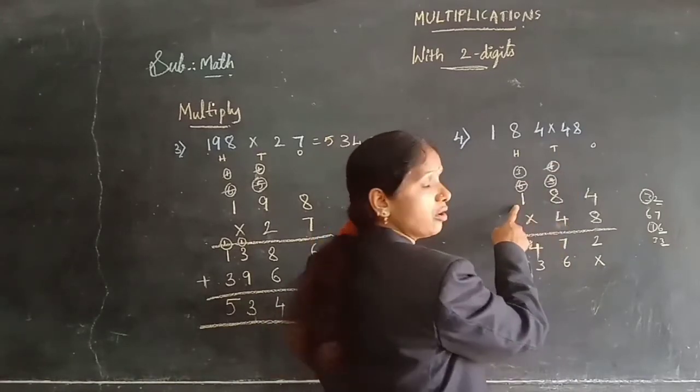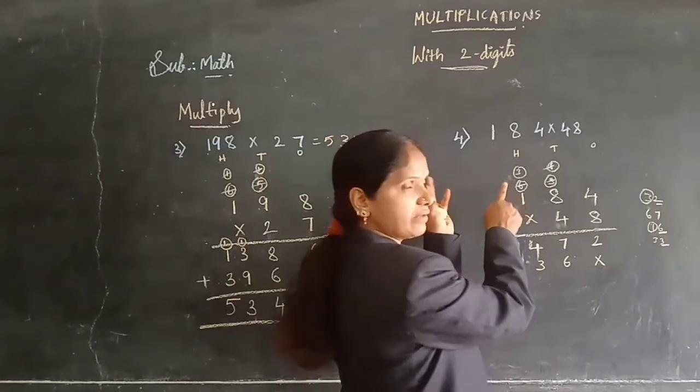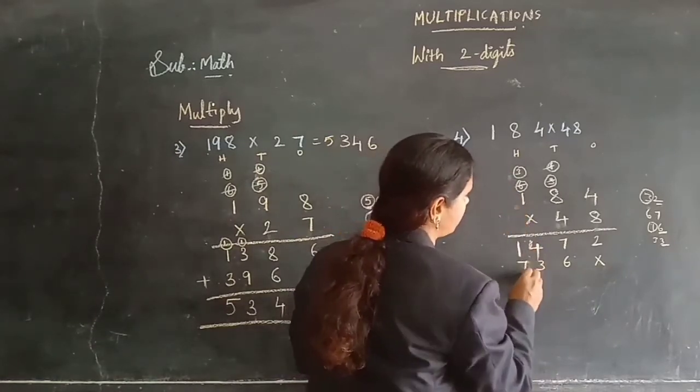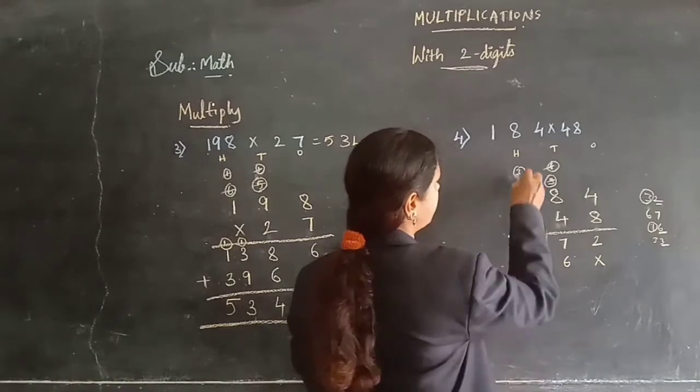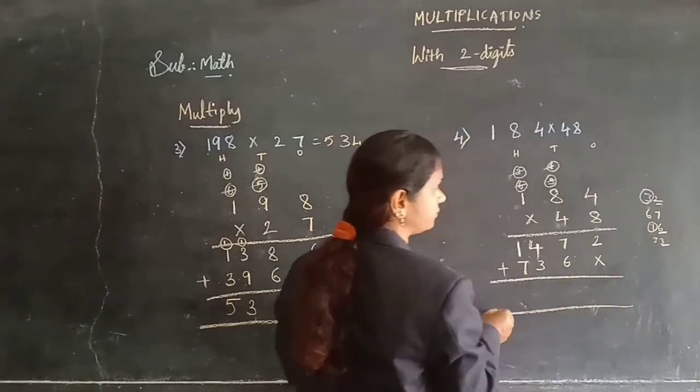Now 4 ones are 4. 4 plus 3, 5, 6, 7. Here I am getting 7. So 7 I am writing here. After getting it, you can cancel the carry. Now let's add these two products.